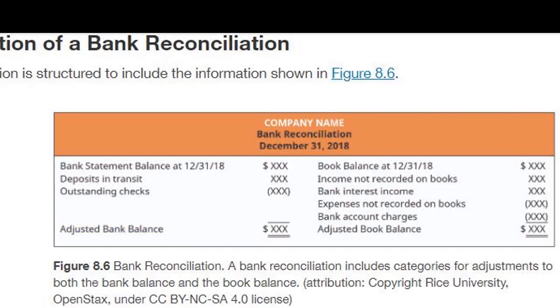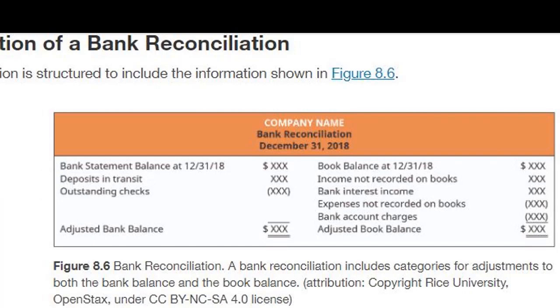Now, what goes into the adjusted bank balance? Let's look on the left side. You thought you deposited some money in the bank. You were right about that, but the bank has not yet gotten around to posting it yet. If you thought the money is in the bank, and it is, but the bank simply has not posted it yet, then what the bank is showing is wrong, because it does not include those deposits that are not yet posted, which Figure 8.6 calls deposits in transit.